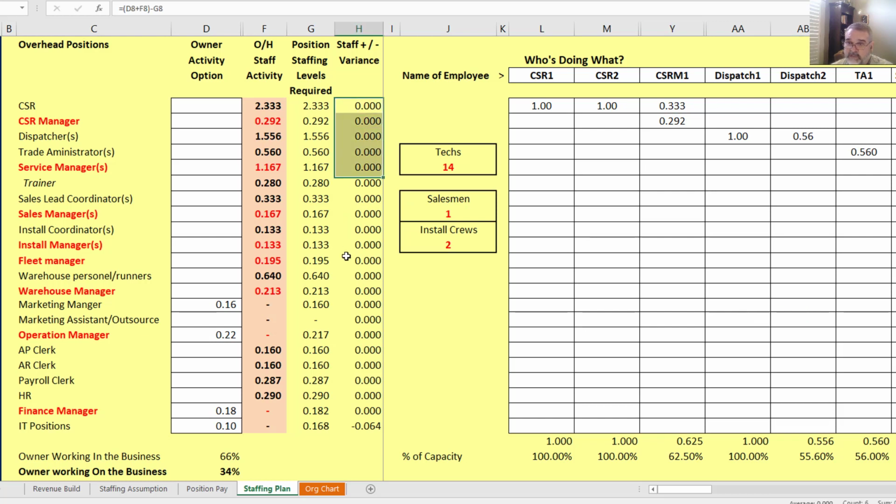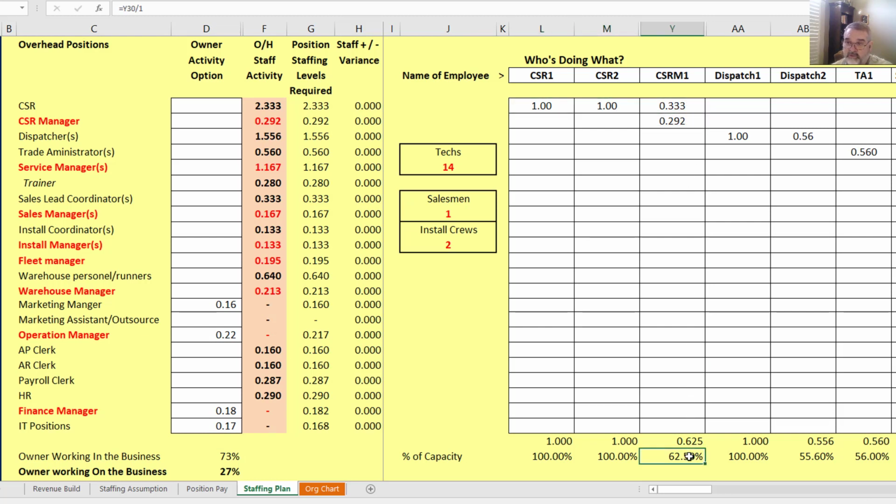And we've got all zeros down here, except for this one. For some reason, I didn't click on that 0. Give this guy 0.16. Needs to be a 0.168. All right, now it's a 0. Okay, so I need 3 CSRs basically. I need 2.3, so I've got a full-time and a full-time, and I need a third, and I've got the manager plugging in here as well.